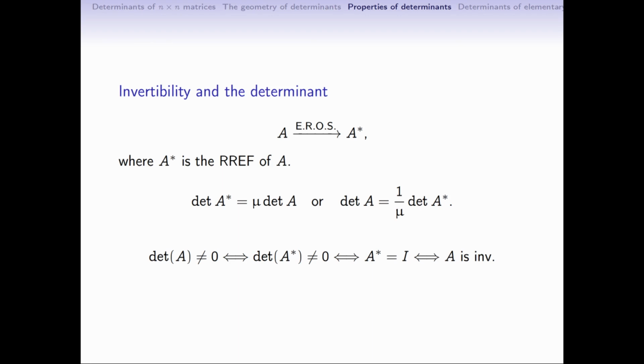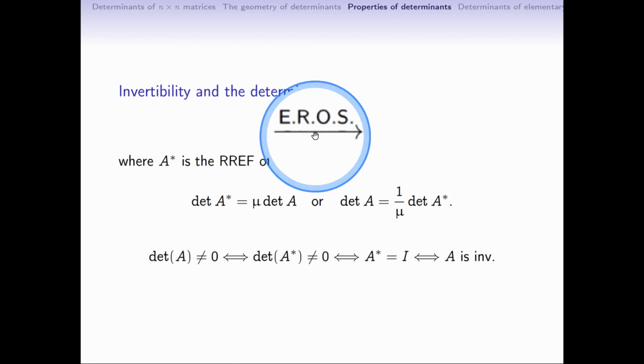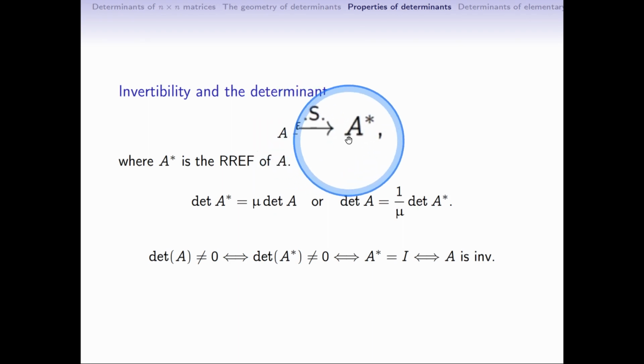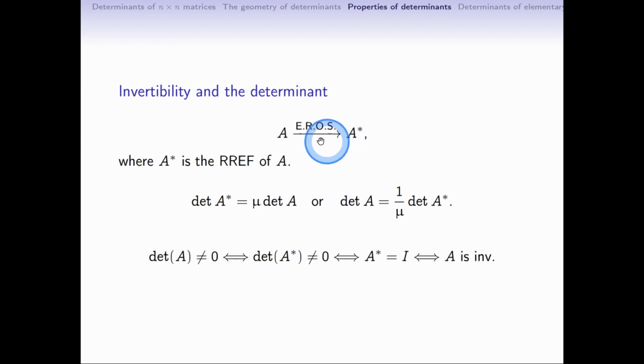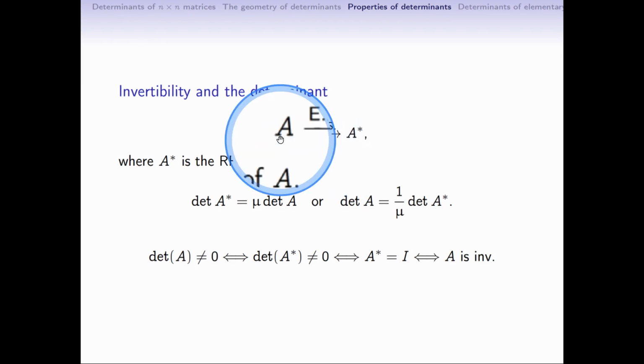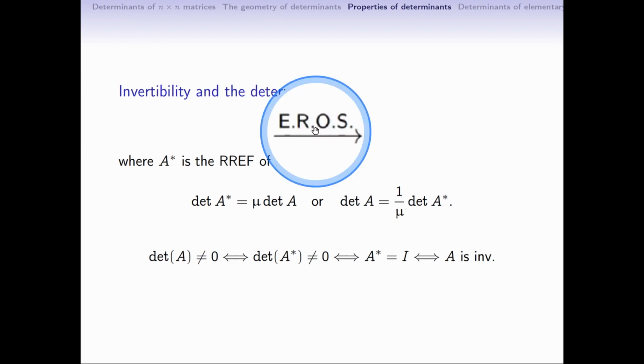So let's imagine we have a square matrix A, and we go through a sequence of elementary row operations to reduce A down to a matrix A star, which is its reduced row echelon form. So A star is the reduced row echelon form of A. Now what Theorem 4.3 tells us is that the determinant of A star can be connected to the determinant of A through these elementary row operations.